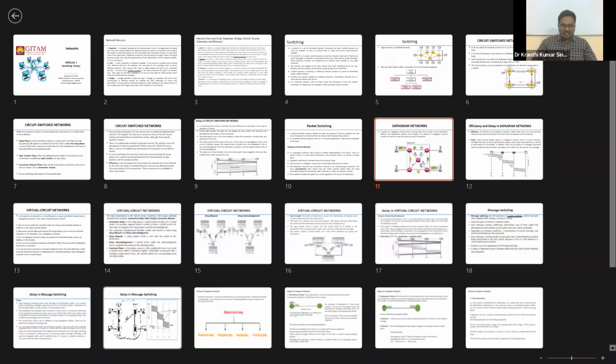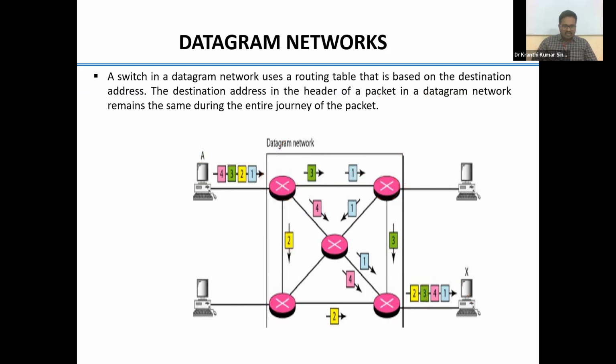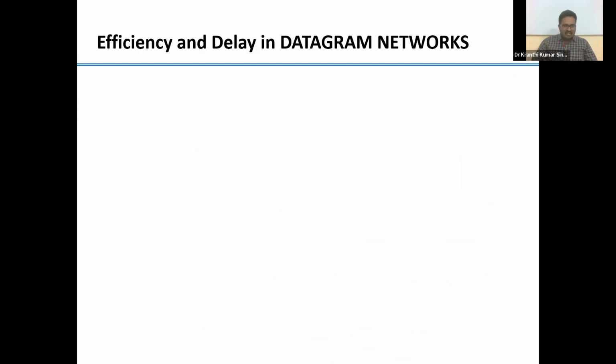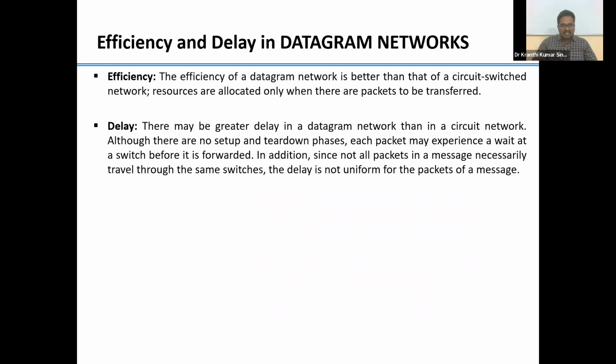Let us see whether the point is correct or not, because it is my assumption only. But I believe that it is correct. Let us see. Delay: there may be a greater delay in a datagram network than in a circuit network. Yes, of course, as of now we discussed the same point. Although there is no setup time, each packet may experience a wait at a switch before it is forwarded. In addition, since not all packets in a message necessarily travel through the same switches, because they follow different directions according to availability, the delay is not uniform for the packets of a message.